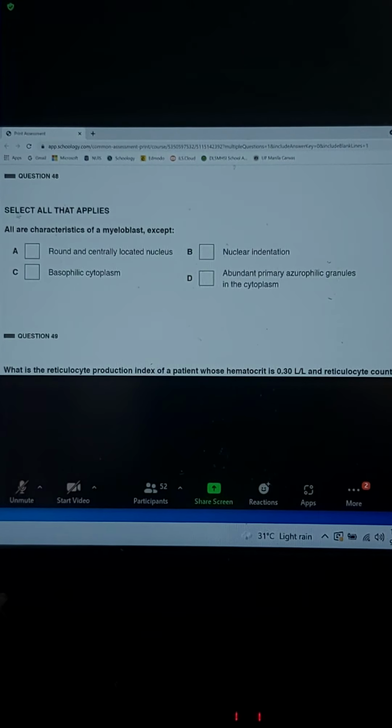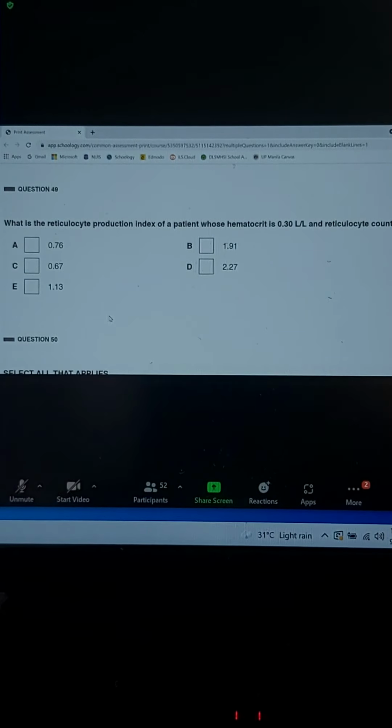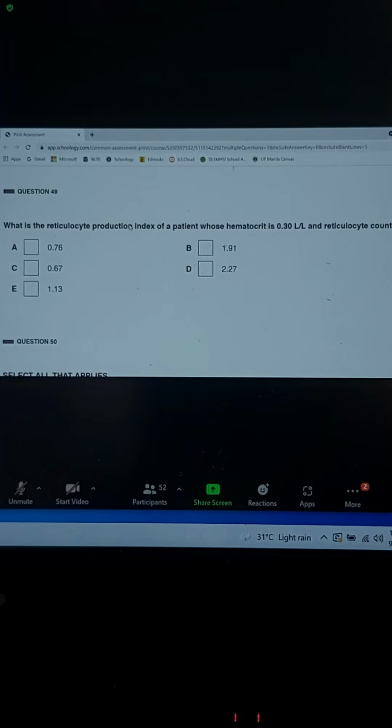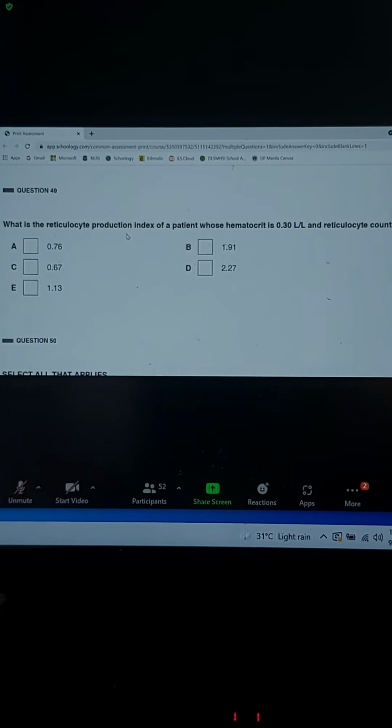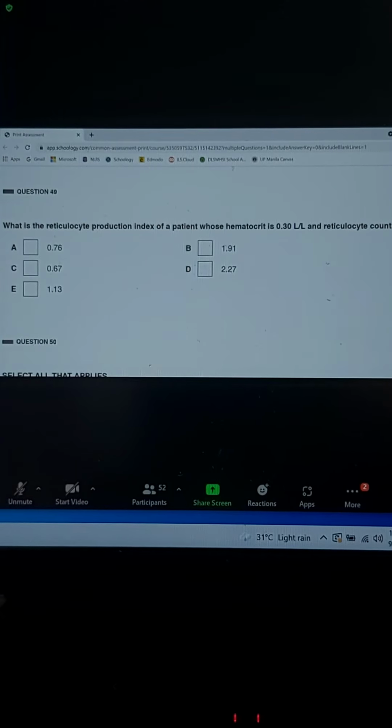So ang correct answer for 48 is letter B and D. Question number 49. Okay, na-calculate niyo pa ito? For reticulocyte production index of a patient whose hematocrit is 0.30 liters per liter and the retics count is 3.4. Letter D po ba yan, sir? 1.30.